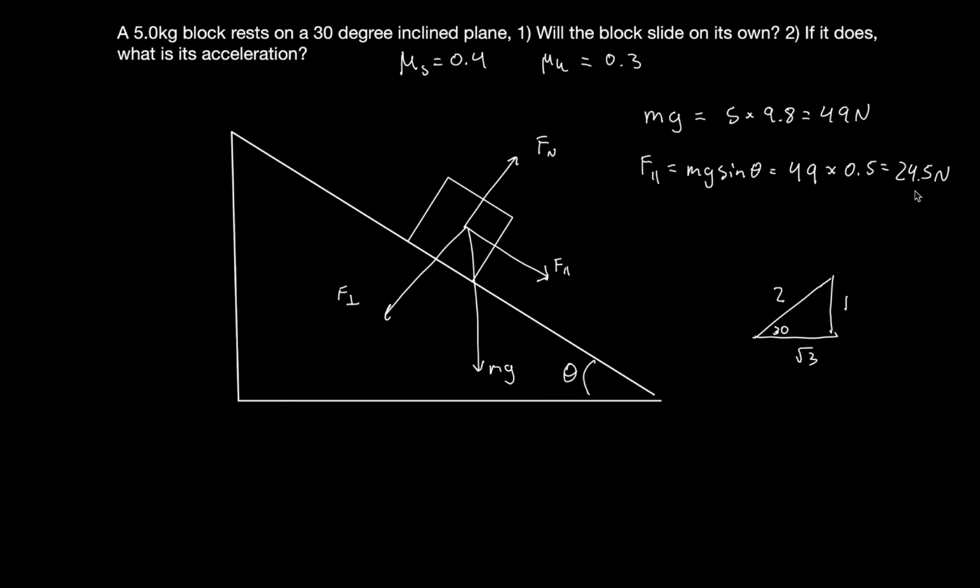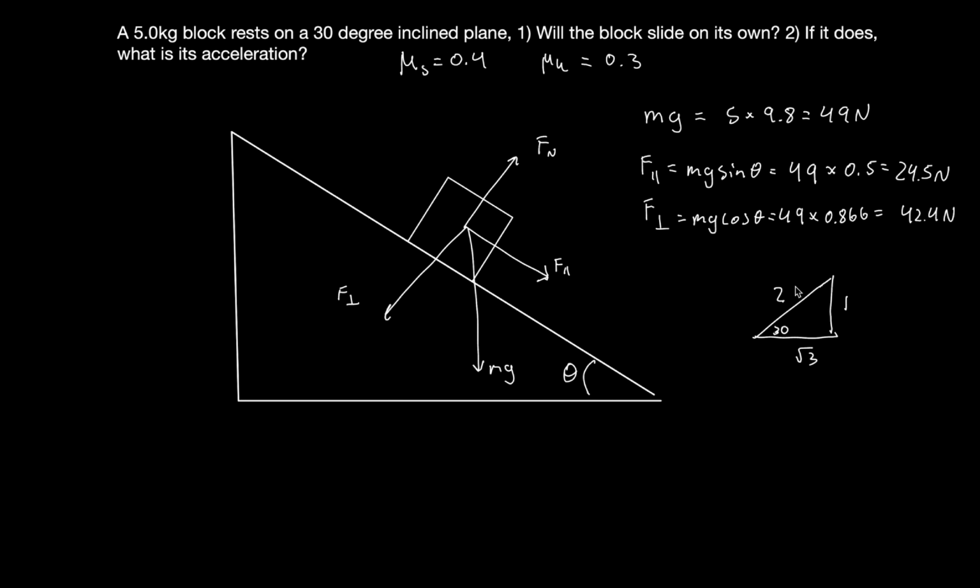Now, if we have 24.5 newtons, now let's try to find our perpendicular force over here. So our perpendicular force is going to be mg cosine theta, which is 49, and this is going to be square root 3 over 2, which that will be about 0.866. And if we do that multiplication over here, we're going to get 42.4 newtons. Okay, so we found our parallel force, we found our perpendicular force.